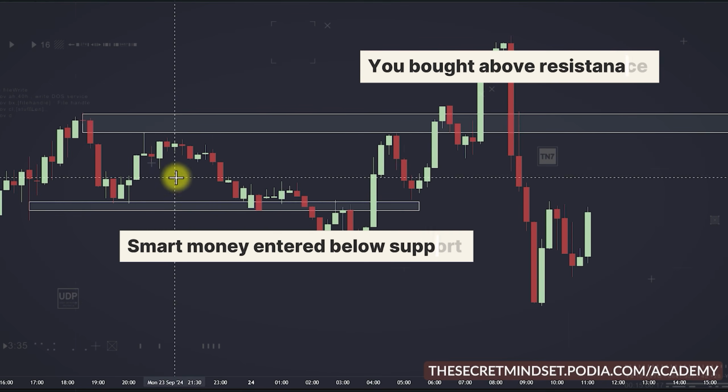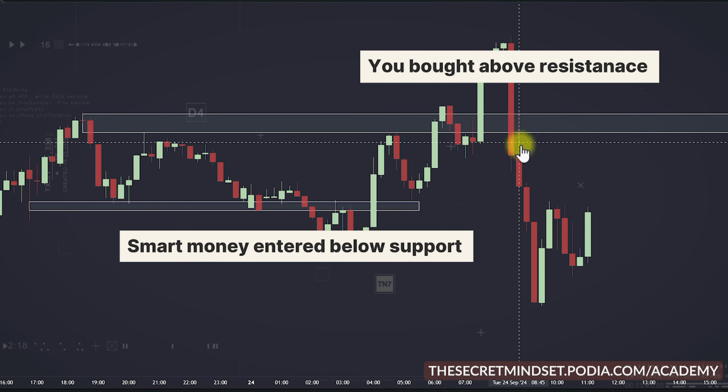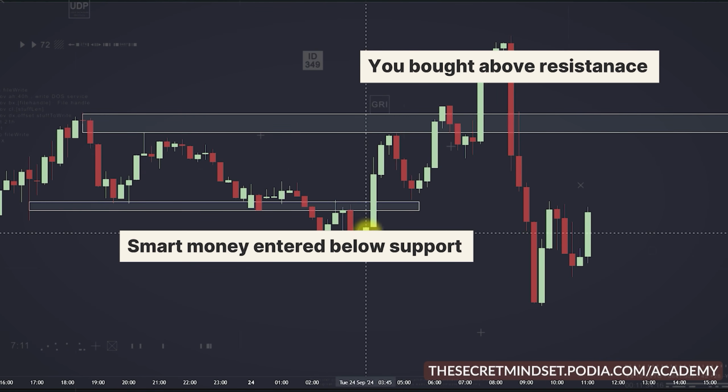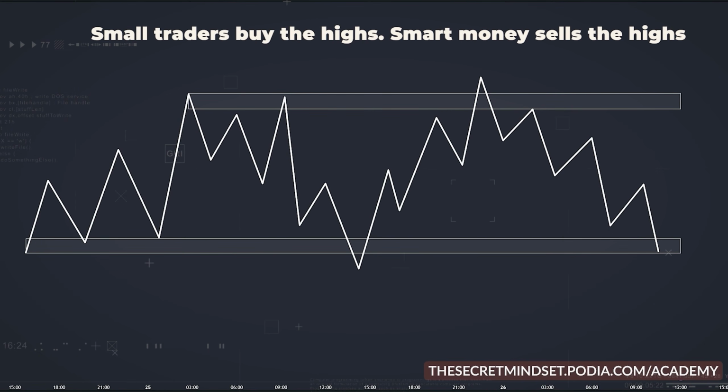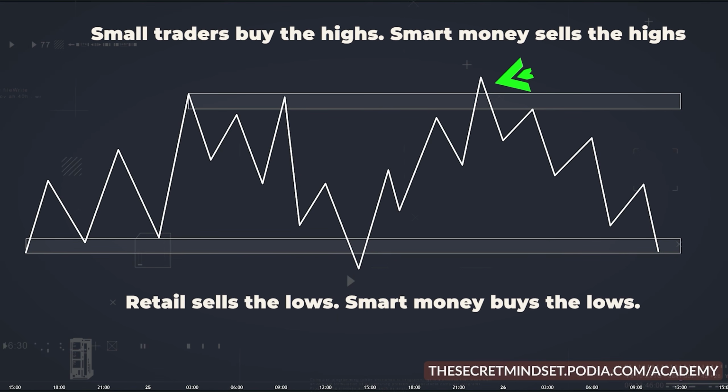You buy at the high. They sell at the high. You think you're catching the move up. They know the move is over. This happens thousands of times per day. Small traders buy the highs. Smart money sells the highs. Retail sells the lows. Smart money buys the lows.